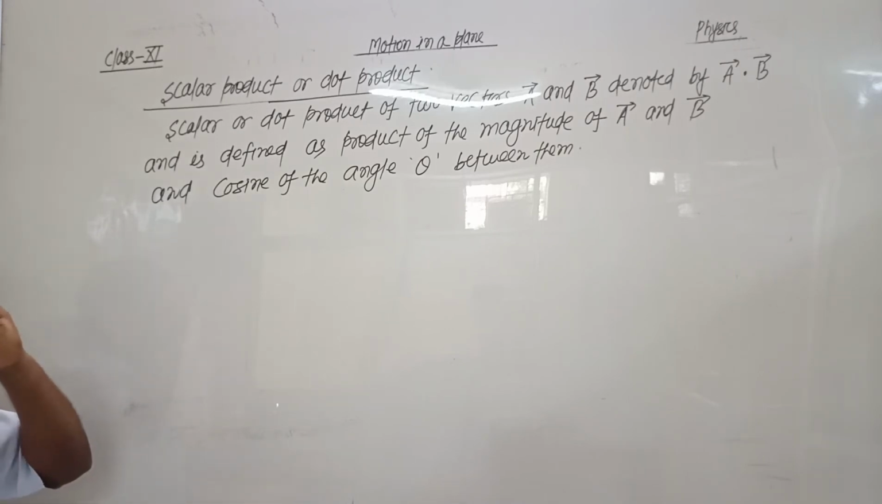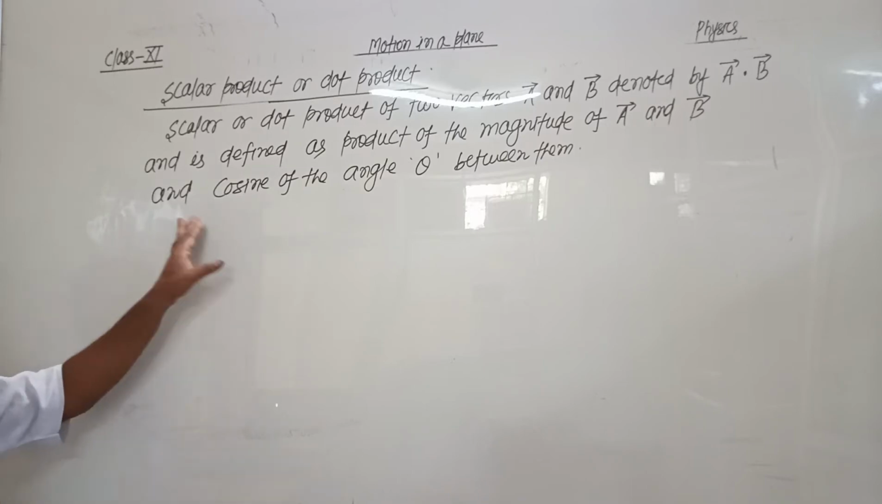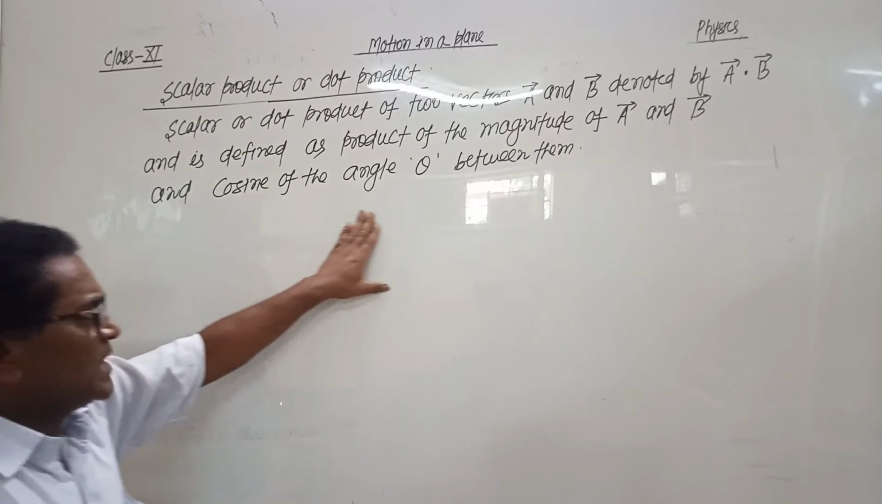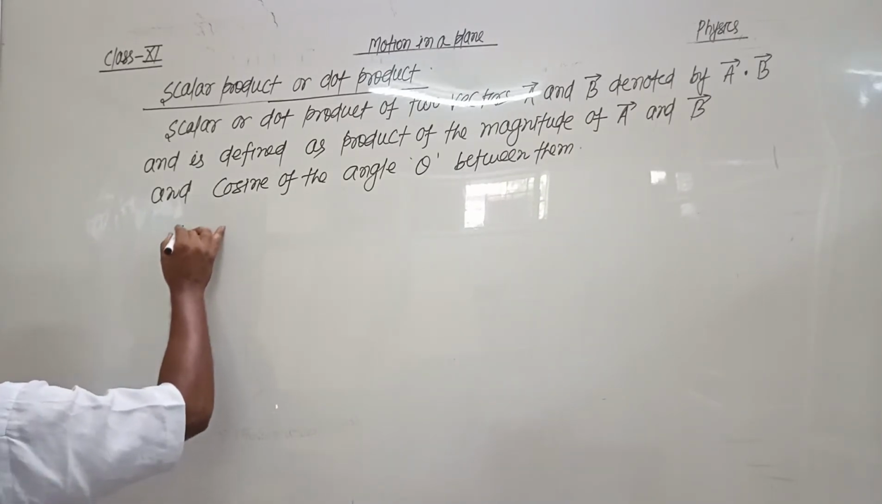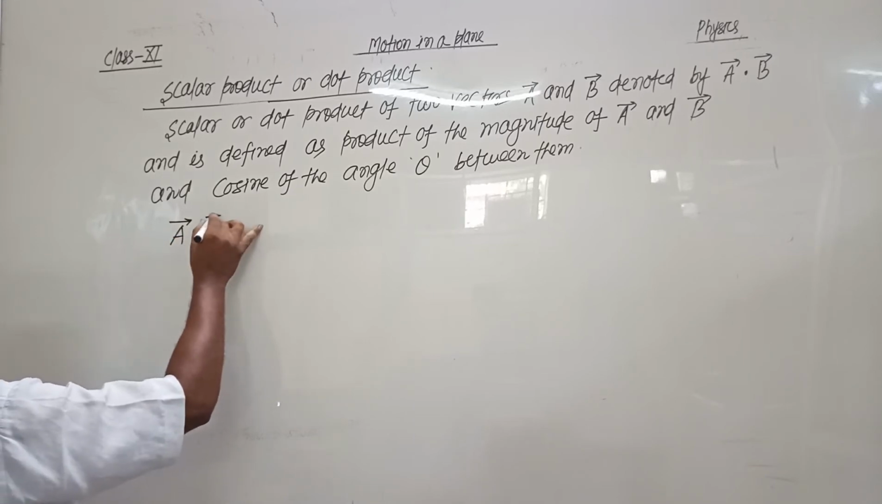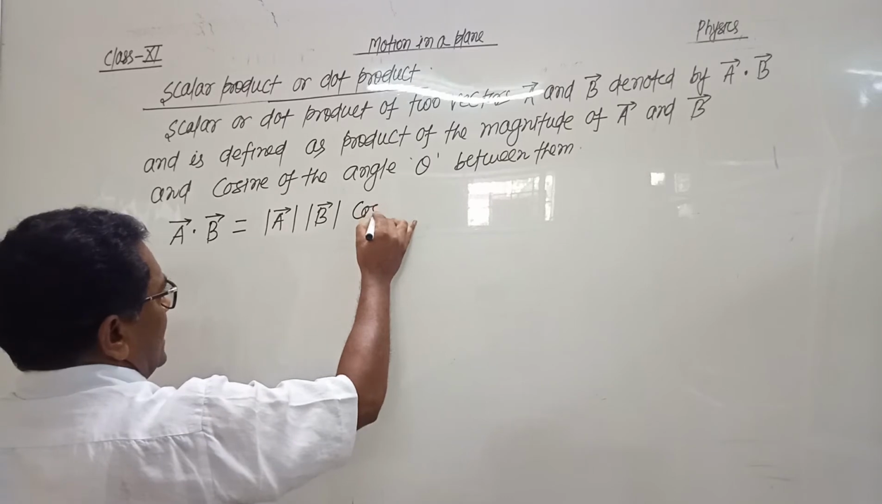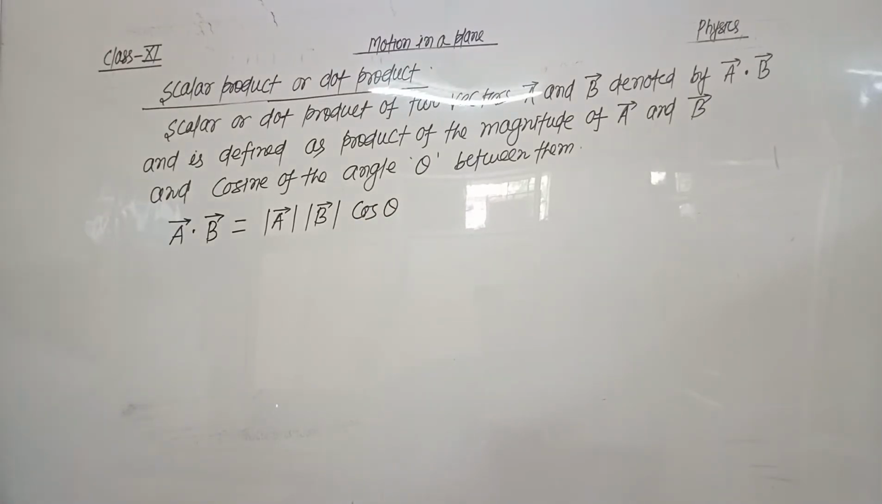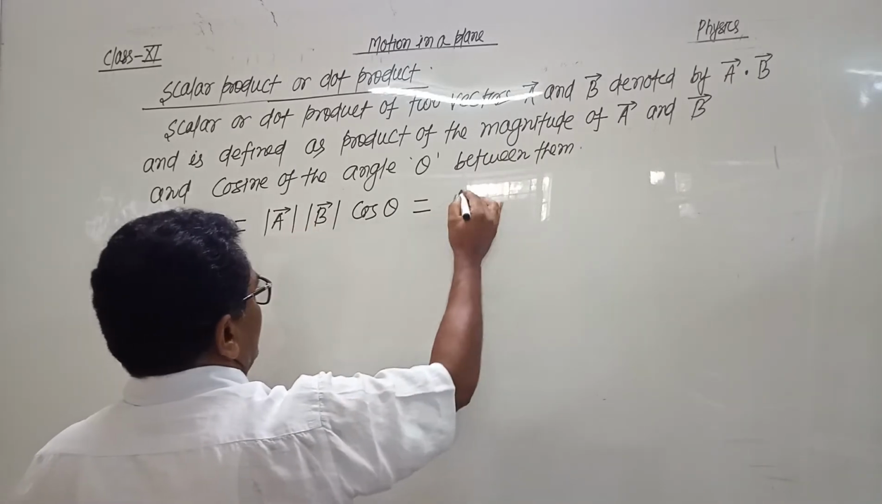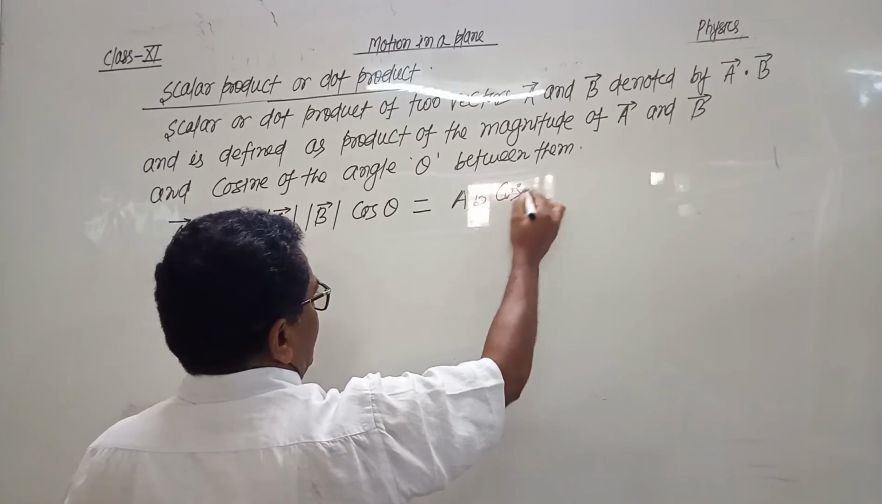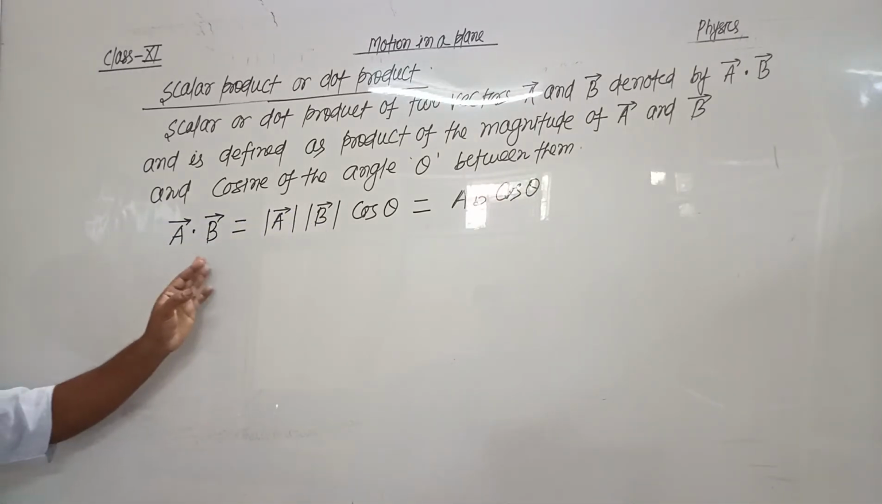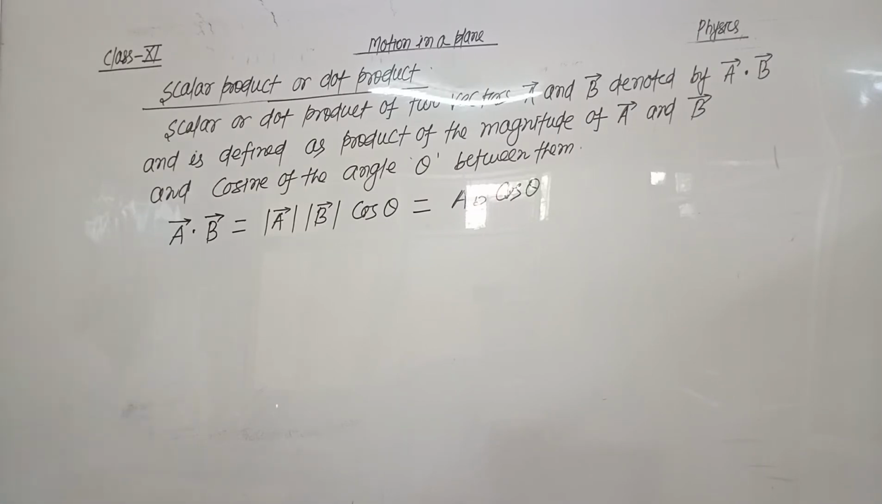So if there are two vectors A and B, A dot B equals the magnitude of A, times the magnitude of B, times cos theta, where theta is the angle between them. The magnitude of A is written simply as A, and the magnitude of B as B. So A dot B equals AB cos theta. This is called a scalar or dot product.